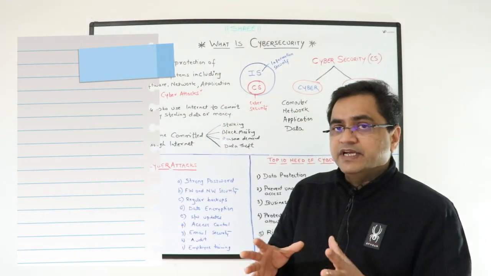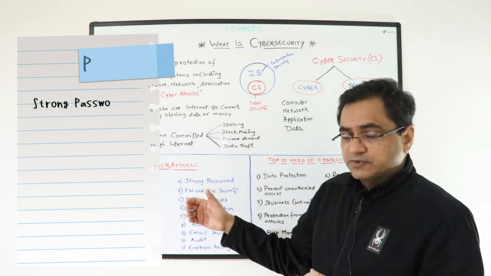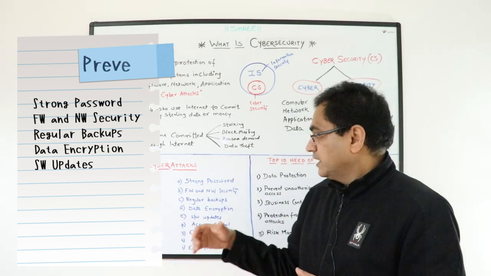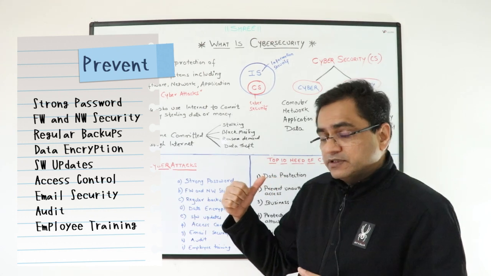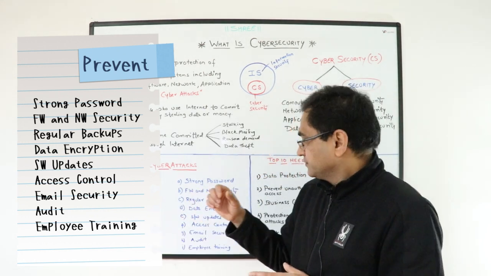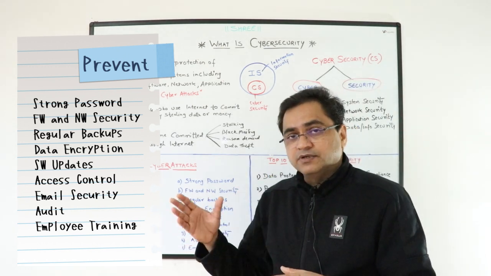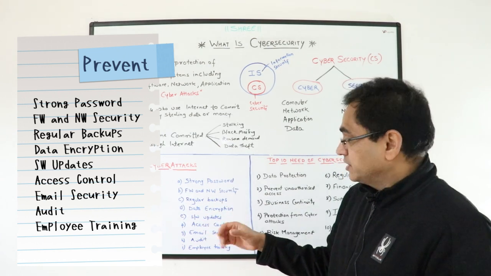The only way to prevent all these types of cyber attacks is to have a strong password. Then you need to have firewall and network security. Regular backup is one of the important things, especially when it comes to ransomware. Data encryption, you have to keep all your software updated, including your application software patches.